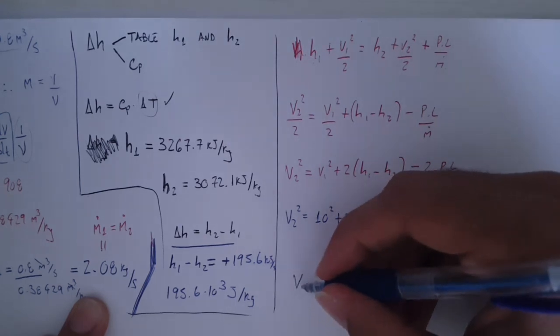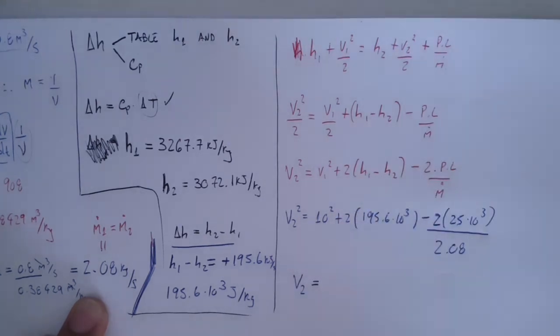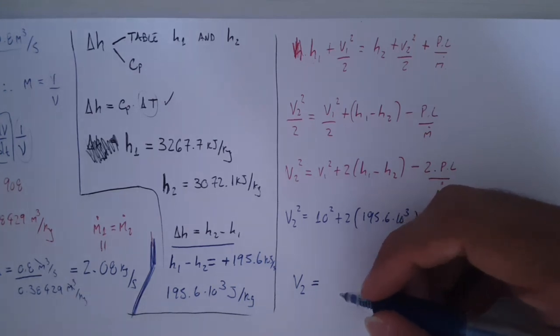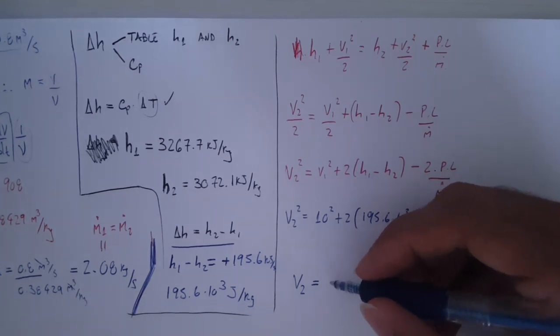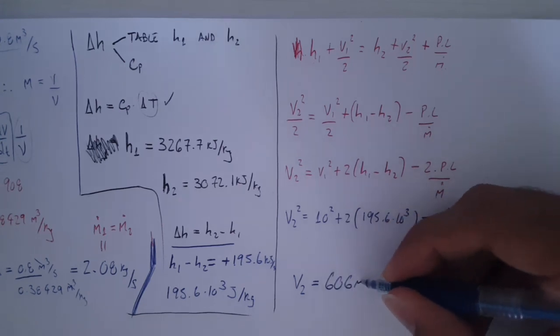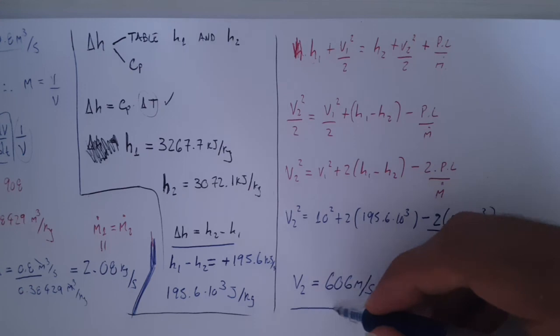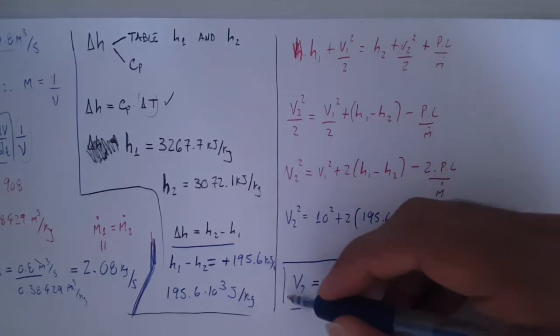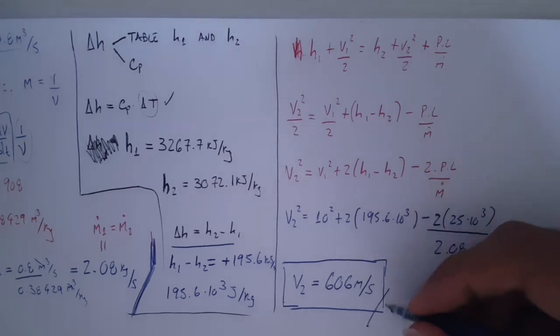Okay, so then we can take the square root over there, and we get that the velocity is 606 meters per second. Okay, so we got a big boost in velocity. We go from 10 to 606, about a 60-fold velocity boost.